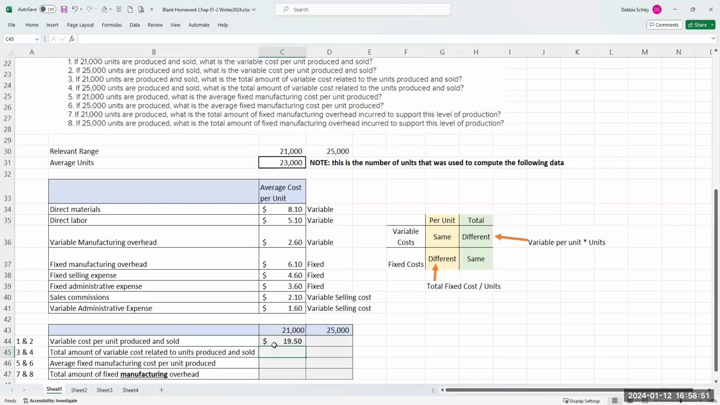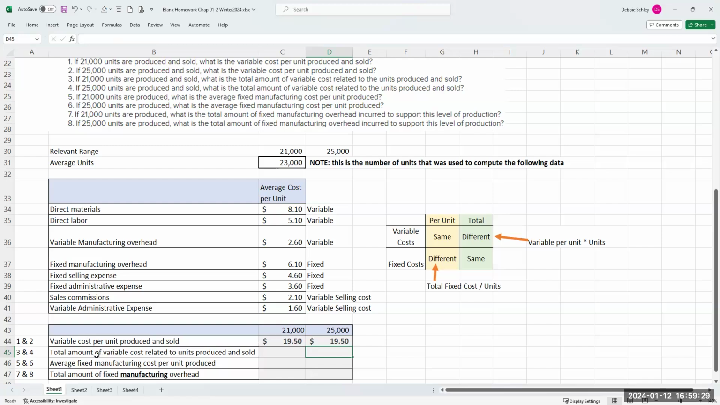And remember, this per unit cost, because it is a variable cost, is going to be the same no matter if I make 21,000 or 25,000. So for required 2, it's going to be exactly the same. So it's going to equal the direct materials plus the direct labor plus the variable manufacturing overhead plus the sales commission plus the variable administrative expense. So for my problem, 1950 is the variable cost per unit produced and sold.